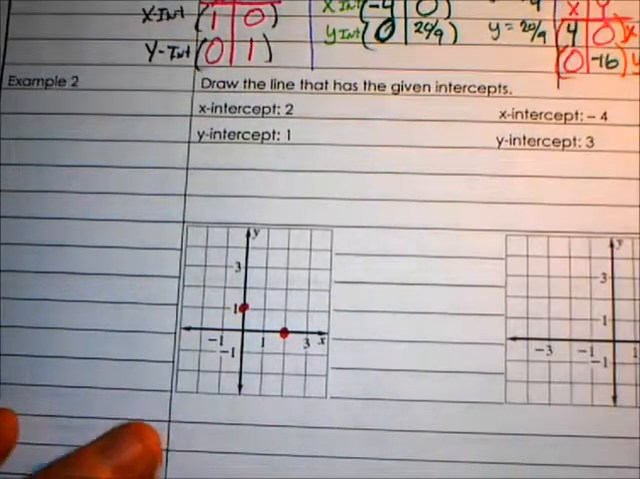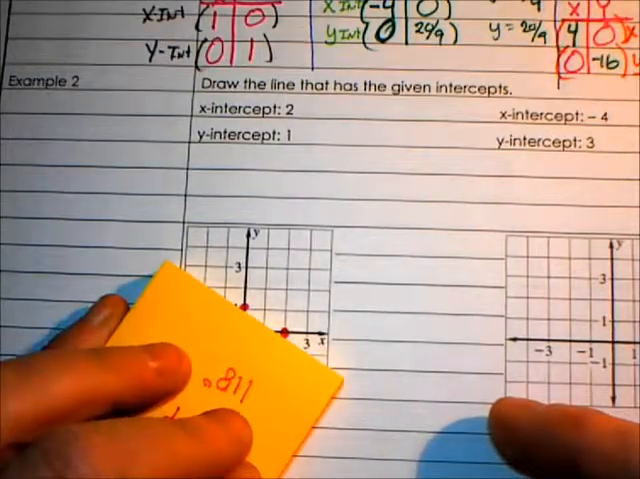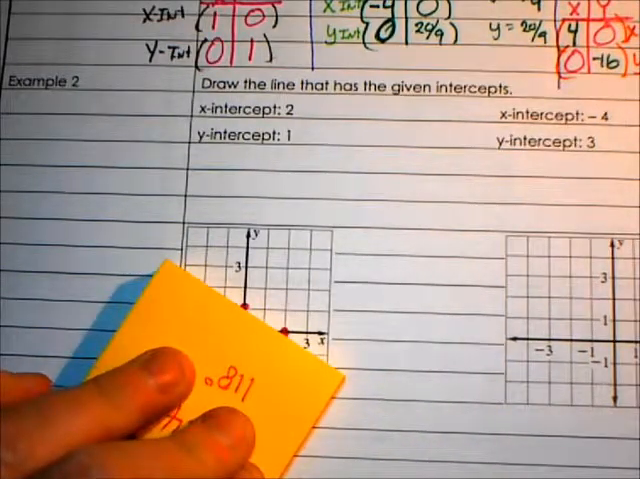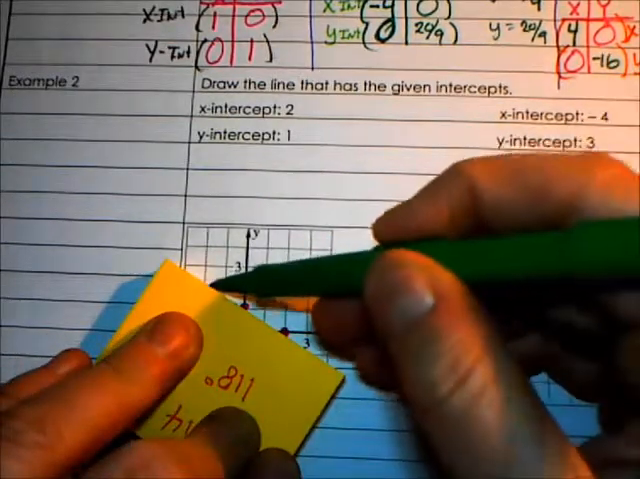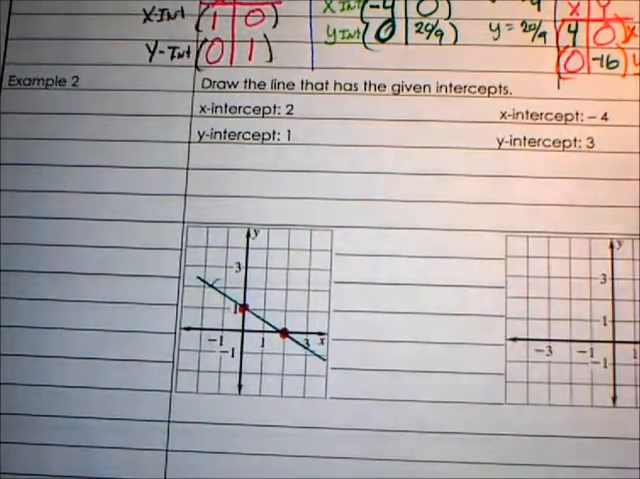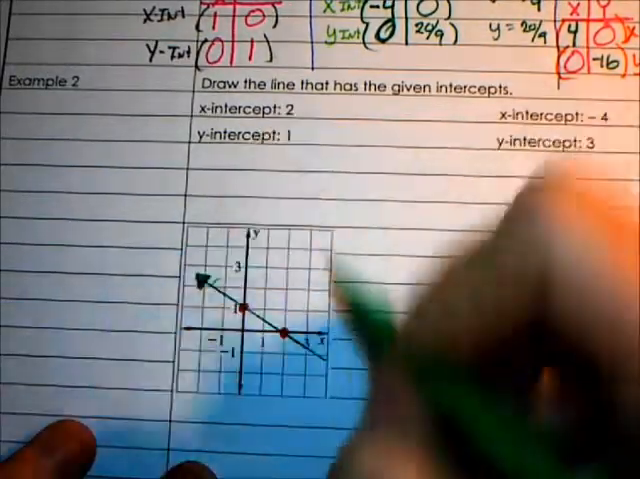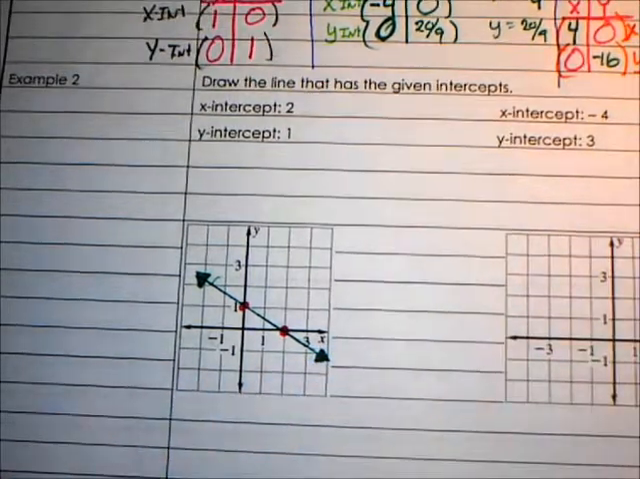And then you need a straight edge to draw your line. Use green. These are continuous graphs, so that means I need arrows on both ends of my graph. Otherwise it's discrete, and we don't want discrete graphs.